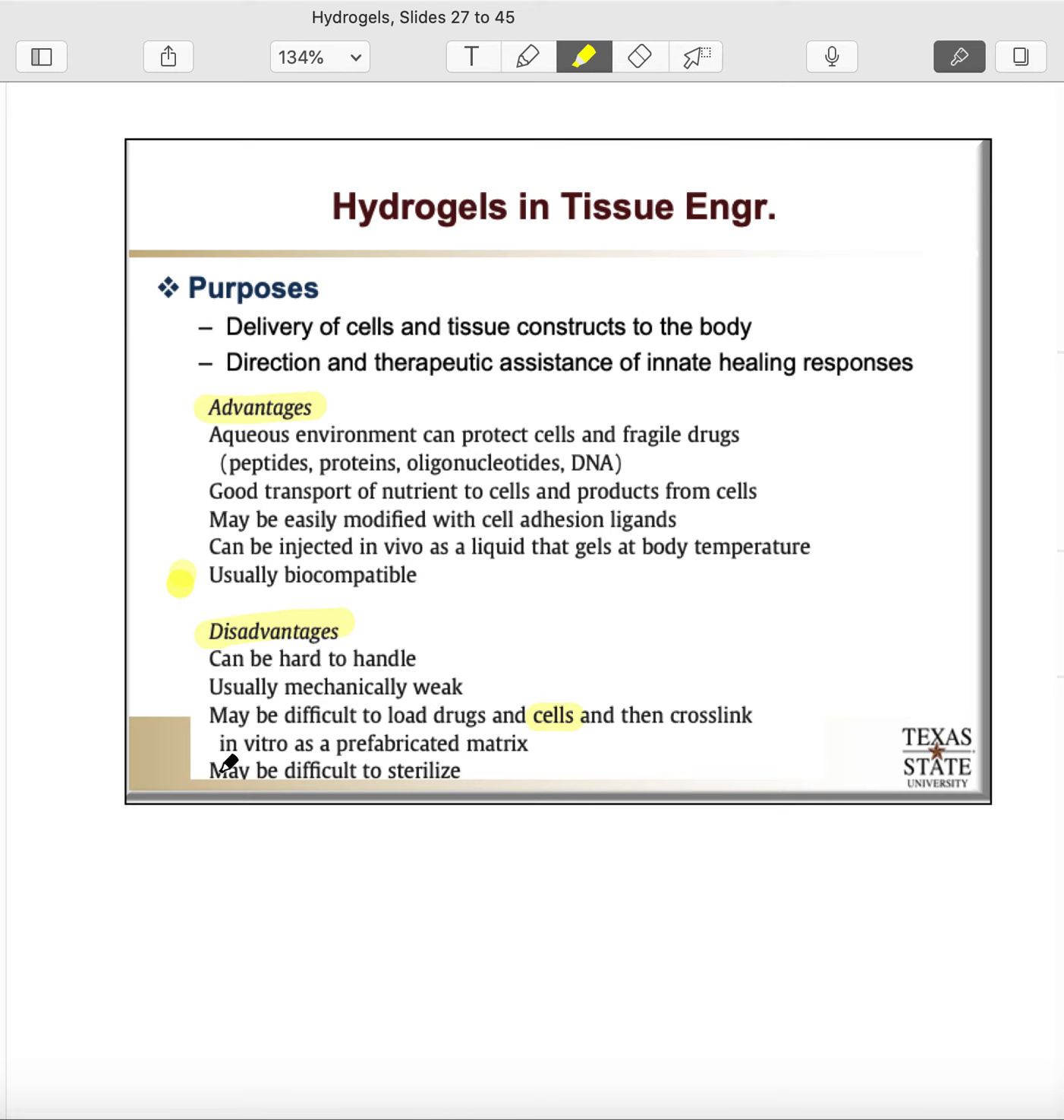Another disadvantage is that they might be difficult to sterilize because they are three-dimensional networks, and you have to make sure that not just the surface is sterile but the inside of the hydrogel as well.